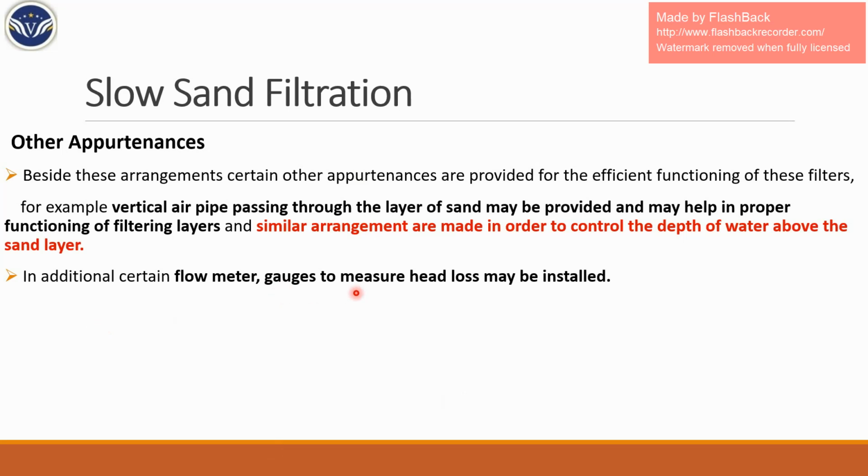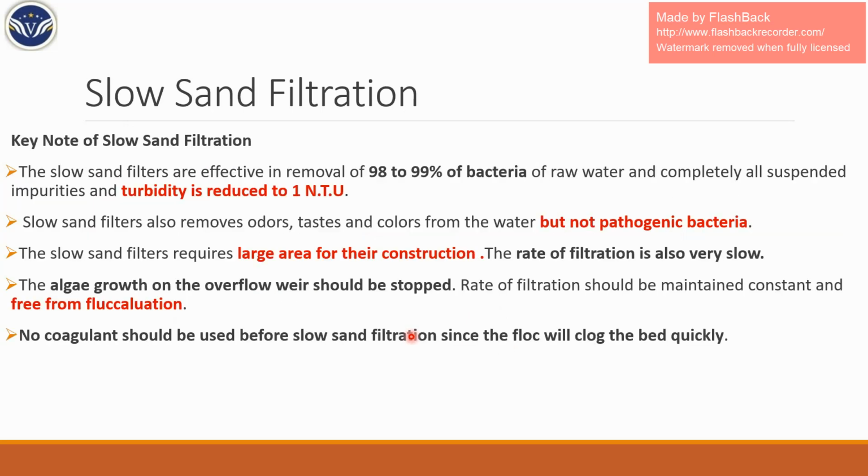Gauge meters are used to measure the head losses. If there is a negative head, it indicates that the filter is not working properly, so you need to go for a cleaning operation. Those indicators should be installed in your slow sand filters, and these are the other apparatus which help in proper functioning of the slow sand filter.